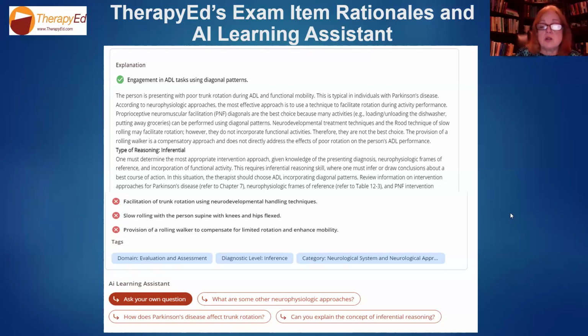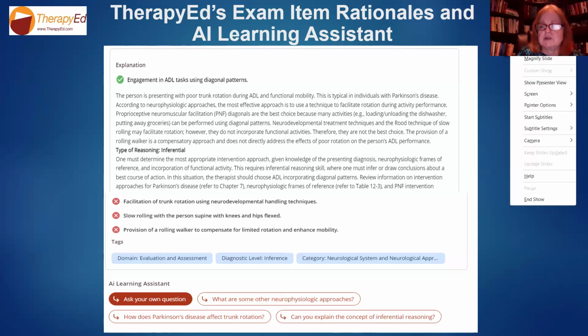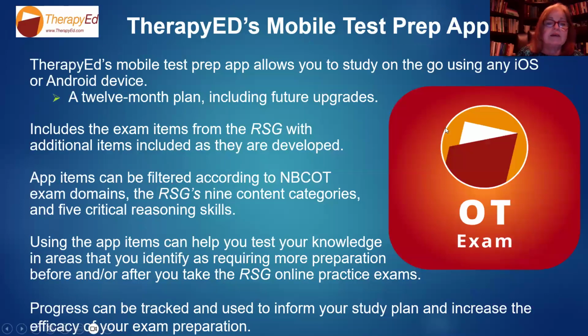And this is for all of the exam items that you take for the exams that are associated with the review and study guide. You get this level of detail and this level of resources. So that's why you don't have to spend a lot of money buying other things or getting PDFs.